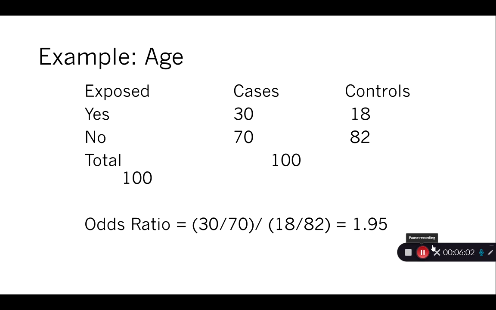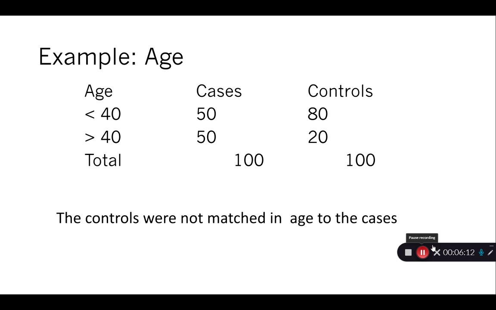Here's an example for age. Here are our cases, our controls, and the development of AMD. There's an increased odds ratio in this situation. If we don't match for age, in this case, there's really no difference between the two groups.